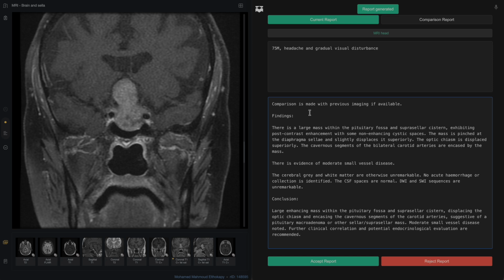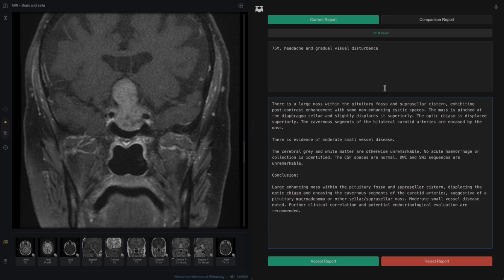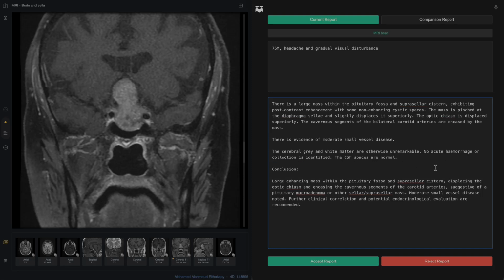We can probably get rid of that comment at the start. Good. So we didn't have DWI and SWI sequences here, but that was part of my template, so RadCoPilot has helpfully put that in. So that's interesting. So in our summary, we've gone as far to say that we think these features are suggestive of pituitary macroadenoma, and I completely agree with that. I think that is most suggestive.